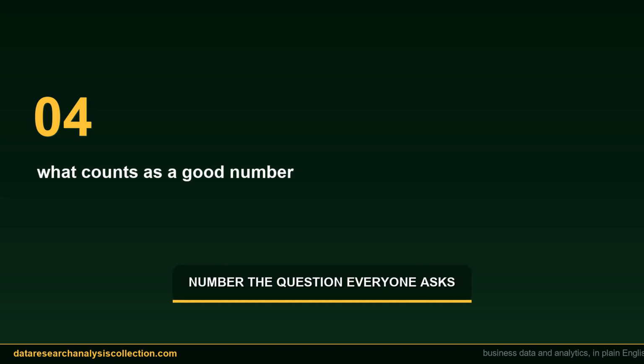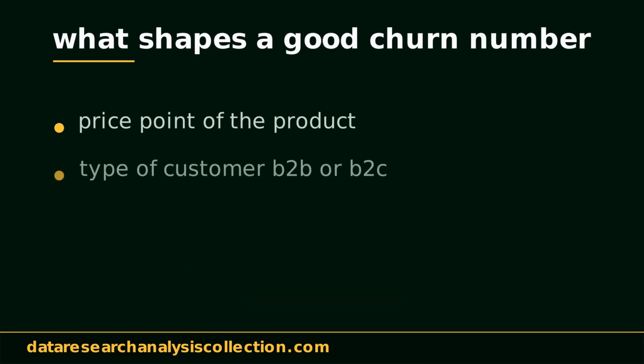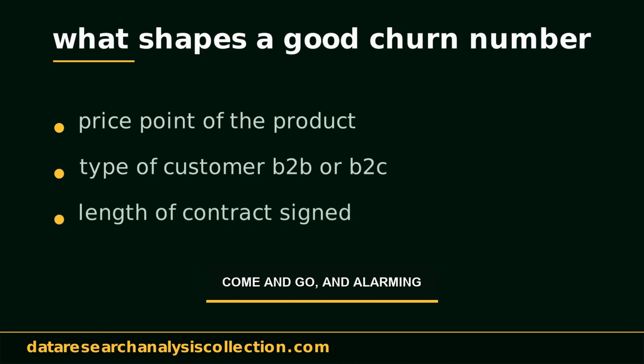What counts as a good number? The question everyone asks next is what counts as a good churn rate? And the honest answer is that it depends, more than anyone selling you a benchmark wants to admit. A monthly churn of 5% might be perfectly healthy for a cheap product aimed at consumers who naturally come and go, and alarming for an expensive tool sold to businesses that signed annual contracts.